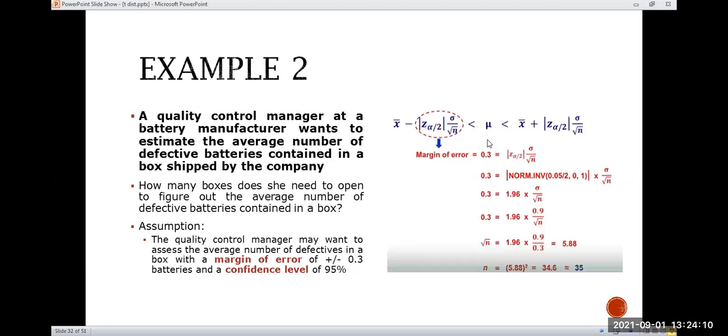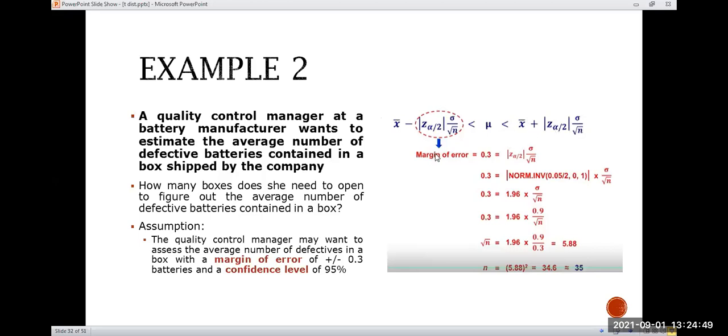Since this is with respect to population mean, we are using the formula of population mean, specifically the z-test formula. Clear? The formula is x bar minus modulus of z alpha by 2 into population standard deviation by square root of n. This is your lower limit. And with a plus sign, x bar plus the margin of error becomes your upper limit. This is the same formula which we have been using for calculation of population mean using the z-test.